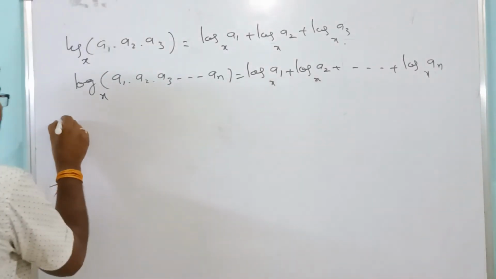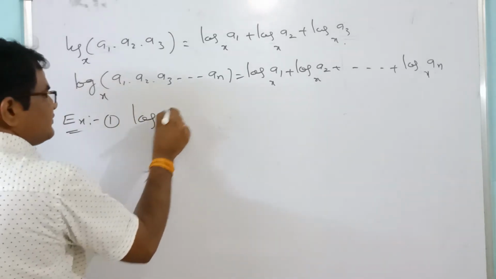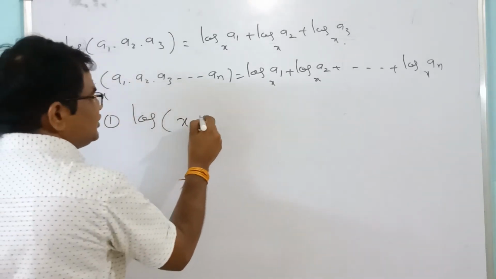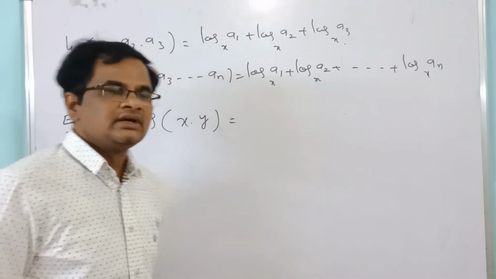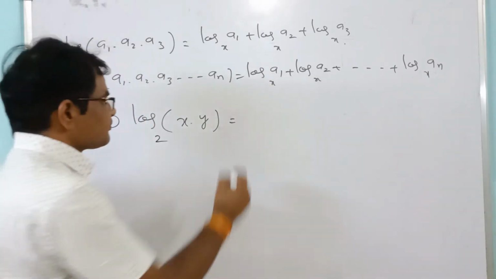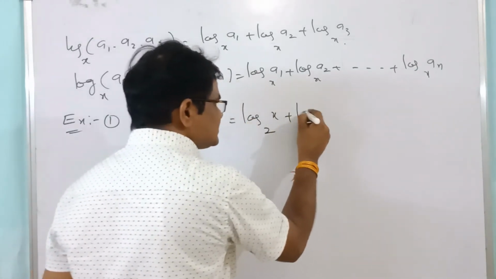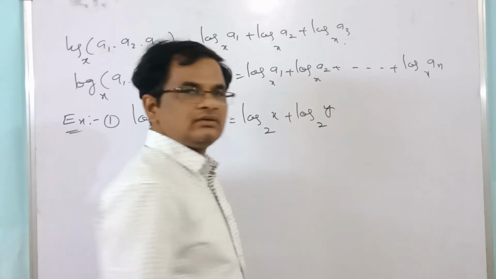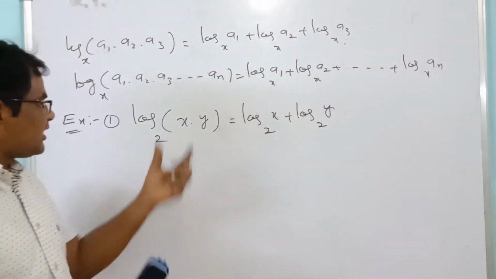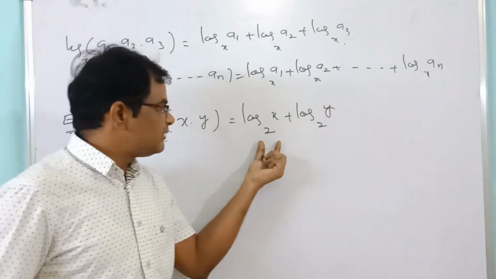Listen. First example. Log of, suppose x into y is there. How to write? To the base, suppose 2 is there. Log x to the base 2 plus log y to the base 2. Here product of terms can be written as log x plus log y. Base 2 is there.